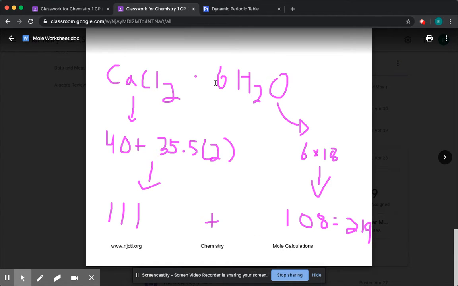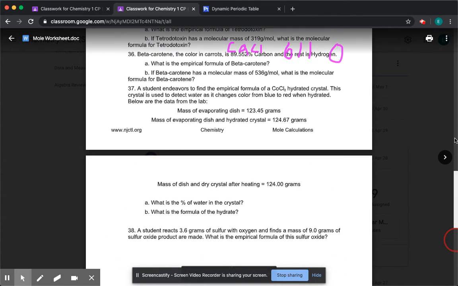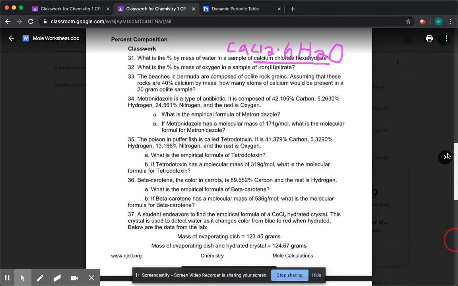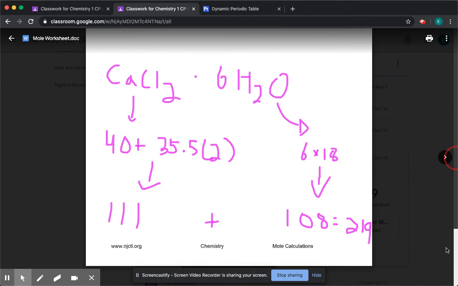We want to find the percentage that is water. And so to do that, you just need to now plug in the 108 from the water divided by the 219. So your final answer is going to be 108 divided by 219.